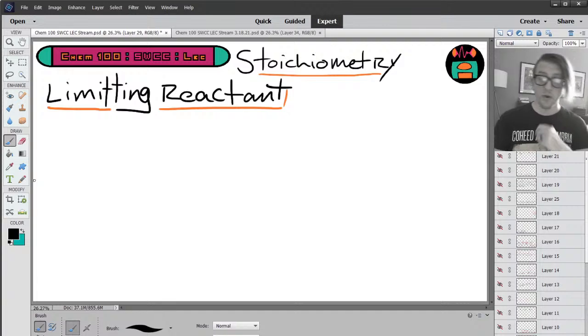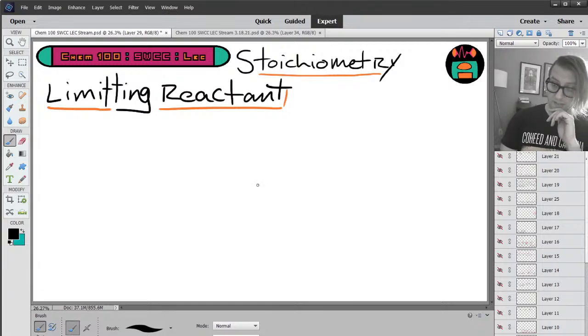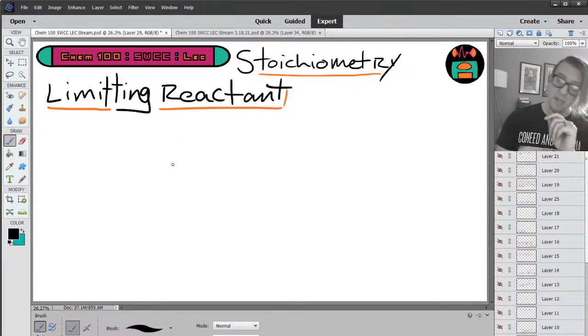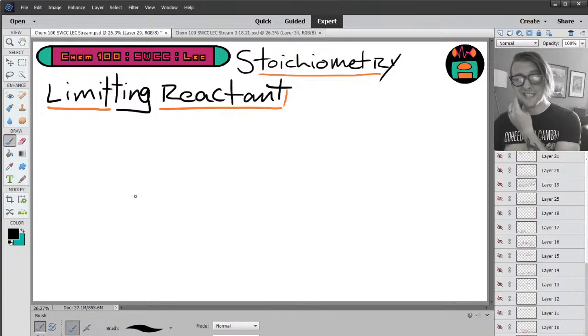Nope, we've got one more level. You thought it was the final boss, but then there's a surprise final boss right here at the end. This is the final boss for stoichiometry. So all of the problems that I've shown you up to this moment, I've given you the amount of reactant, and I've asked you how much product will be produced.